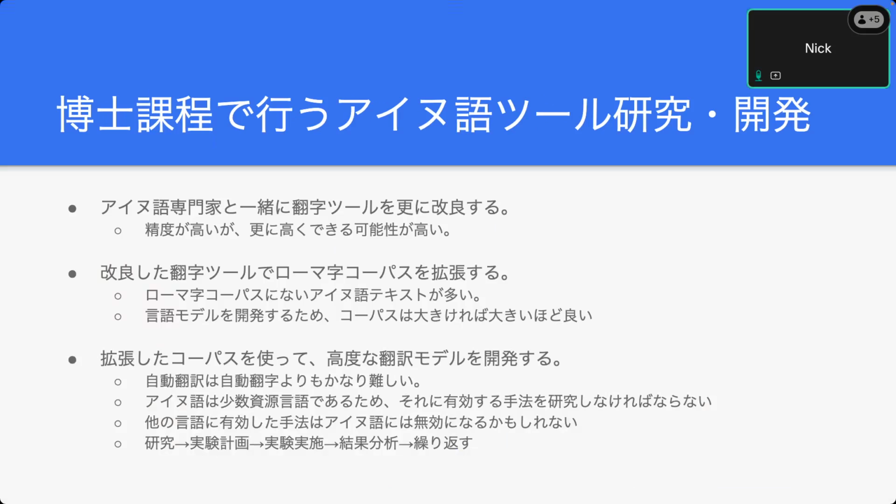And so to do this, I'm going over expert evaluation of the outputs that have been produced so far. And I'm looking for patterns in the incorrect outputs. And then by producing a better transliteration model, I can then go on to expand the corpus in the Latin script by converting some text that only exists in katakana right now into Latin script, which will then enable me to have more text to use to train more advanced models, such as translation models.